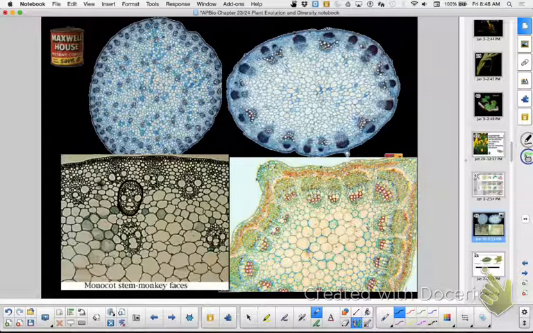That's a typical monocot stem, whereas in a eudicot or dicot stem, their vascular bundles are in a ring. And let me tell you why. That ring has vascular cambium in it, and it can generate more xylem to the inside and more phloem to the outside to allow for secondary growth.